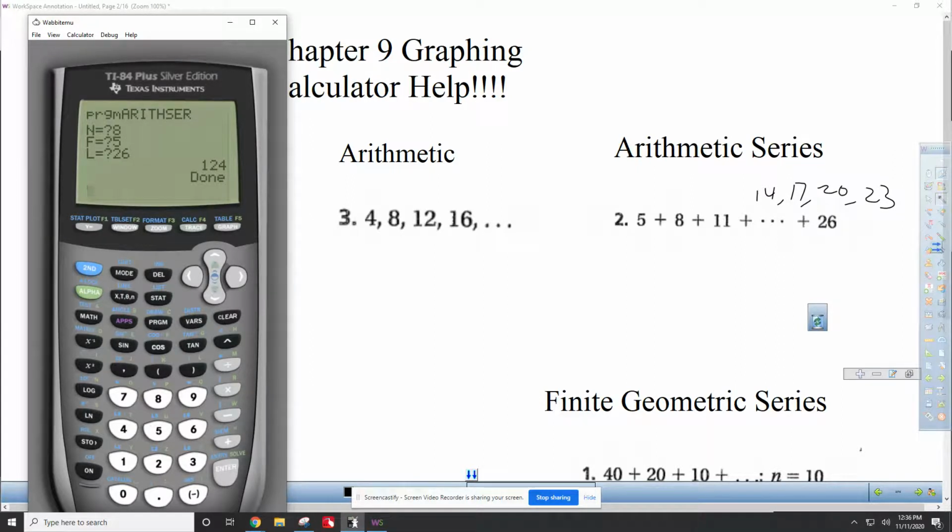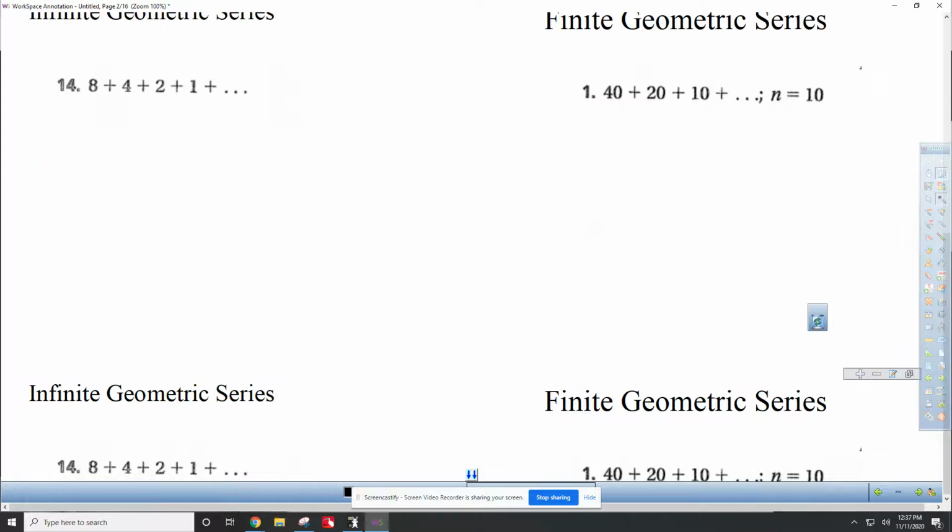124. To show you that this does indeed work, you could also check your answer by adding 5 plus 8 plus 11 plus 14 plus 17 plus 20 plus 23 plus 26. See, our answers match. So this is a great way to save some time on your free practice and your tests so that you can spend more time on questions that are more difficult. Let's go ahead and move down.